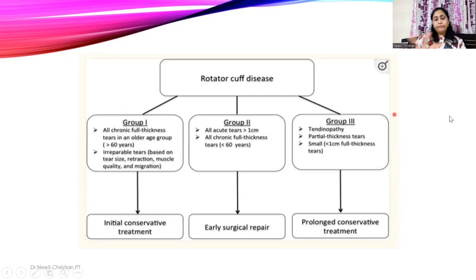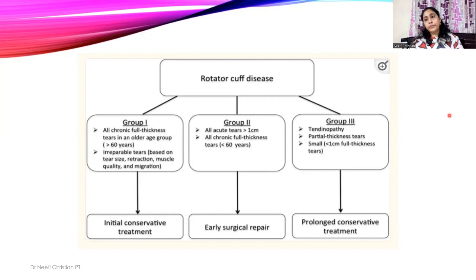So I have added one slide on how to go ahead with our rehabilitation protocol. Here we can divide this into group 1, group 2, and group 3. If it is a chronic full thickness tear because of degenerative changes over 60 years of age, which is an irreparable tear, initially with the help of an orthopedic surgeon, we can go ahead with initial conservative treatment. After that, if required, we can go for surgical repair.